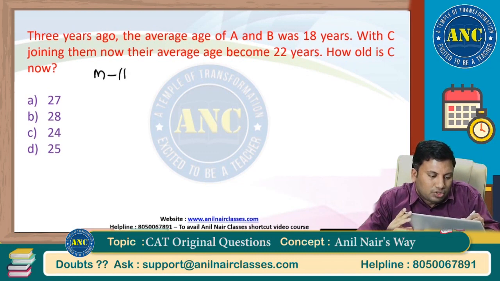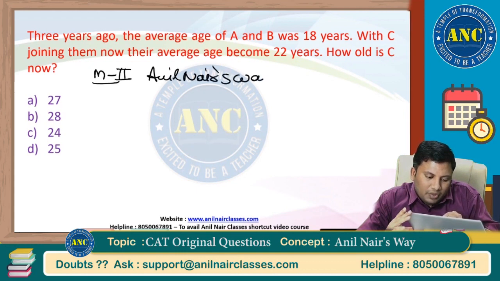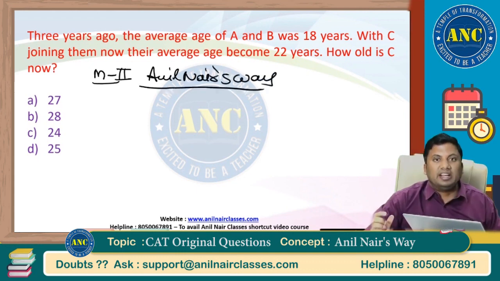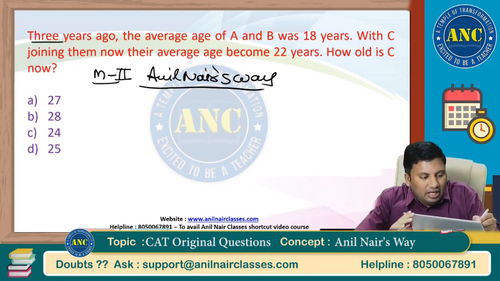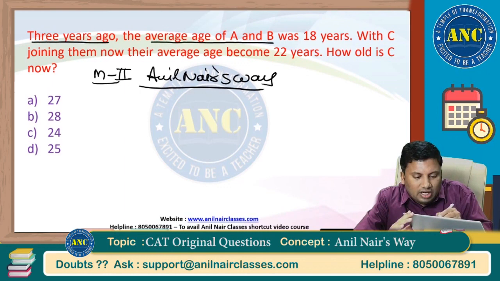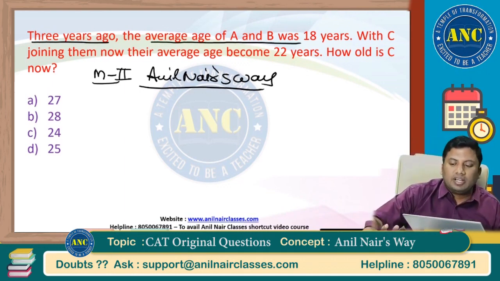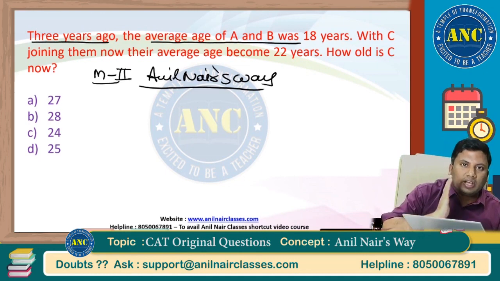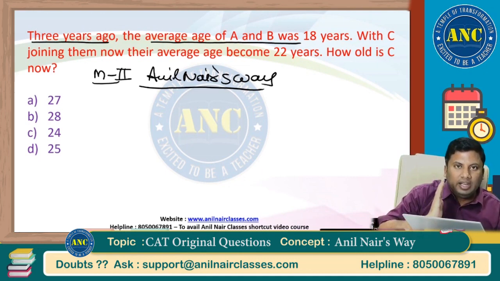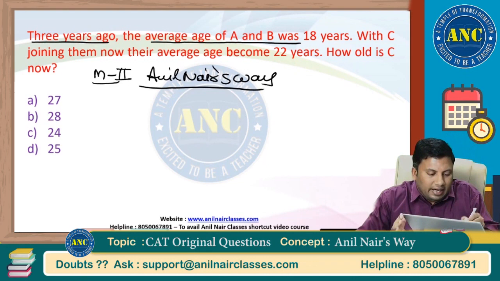Now, method 2. Anil Nair's way of solving the question. For me, I will answer the question in less than 10 seconds if I read the question properly. 3 years ago, the average age of A and B was 18 years. 3 years ago, it is 18. 2 years ago, it is 19. 1 year ago, it is 20. Right now, it is 21. Are you all with me?